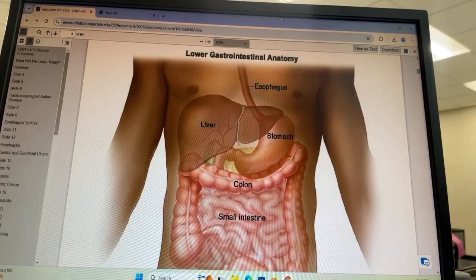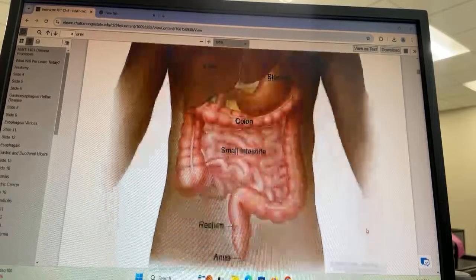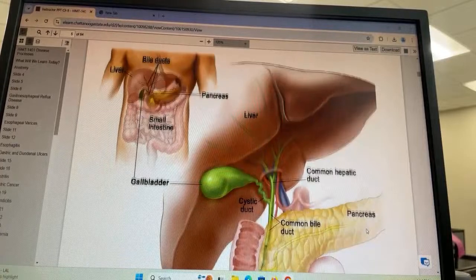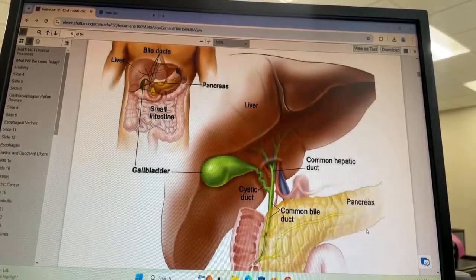You can see this part right here, the immediate part right after the stomach, is that duodenum. It's the very first part of the small intestine. And the small intestines are here, and then once it gets to the bigger intestine, the large intestine, that's what they call the colon. So when people have colonoscopies, that's what they're looking at, the large intestine. Then we've got the rectum and anus.